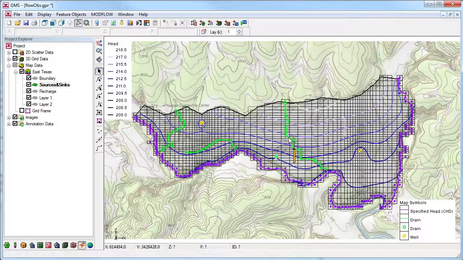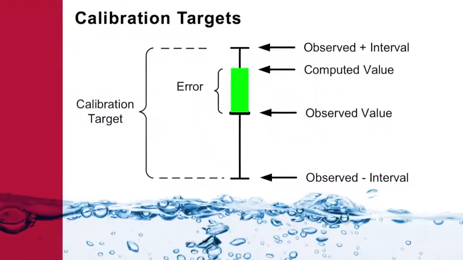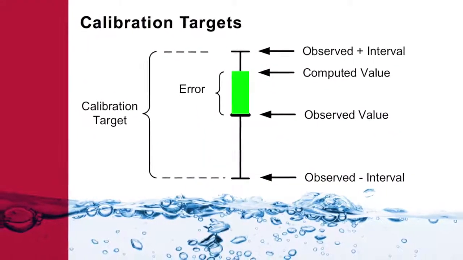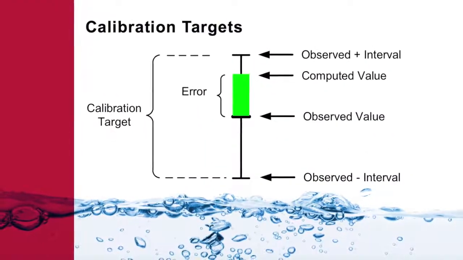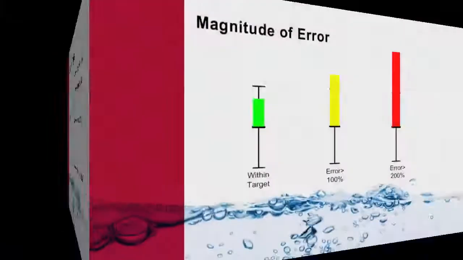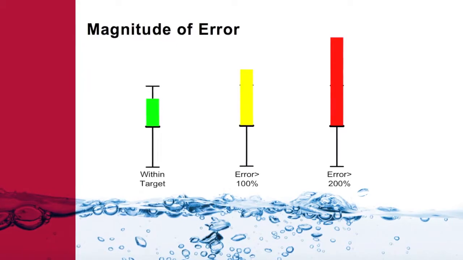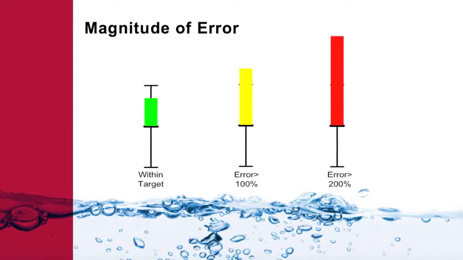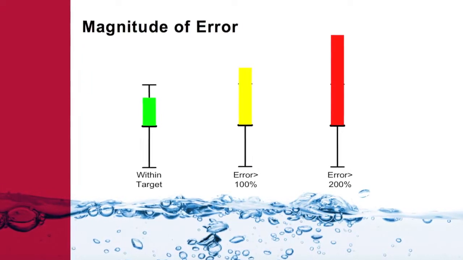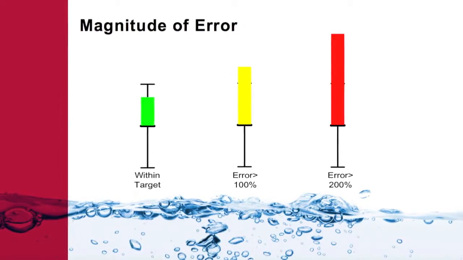Notice that an observation target appears next to the drain arc. Calibration targets indicate the amount of error between the model computed value and the observed value. The target is green when the amount of error is within an acceptable tolerance. Yellow indicates that the error is greater than the acceptable tolerance, while a red target shows that the error is greater than 200% of the acceptable tolerance.